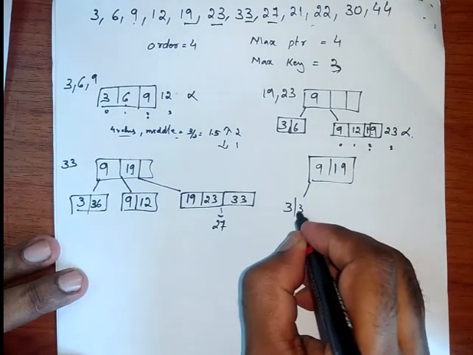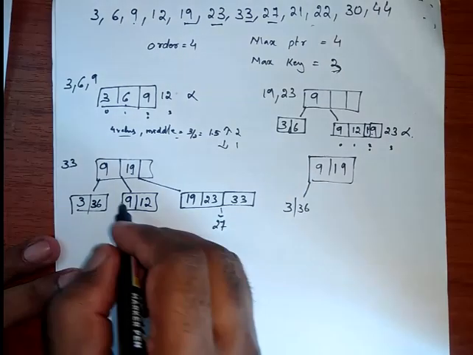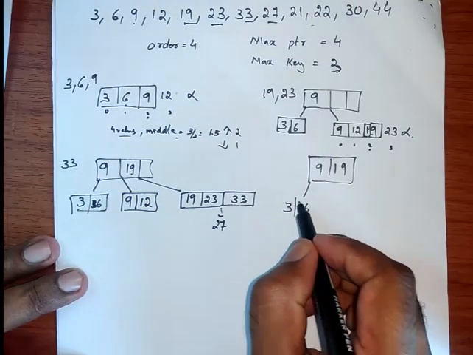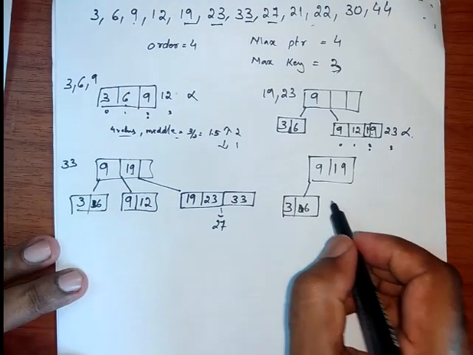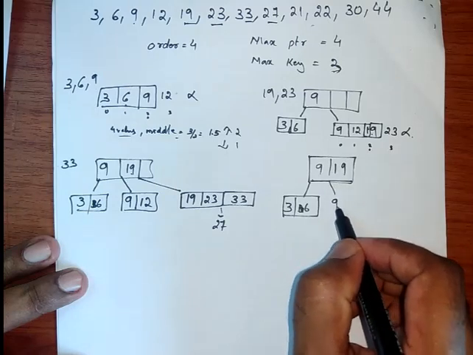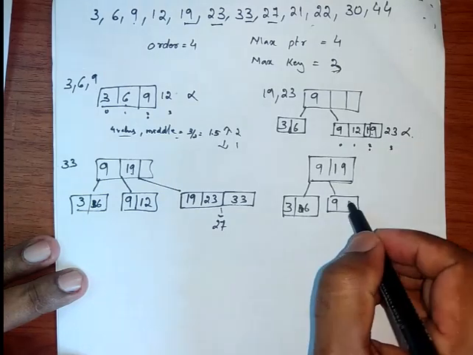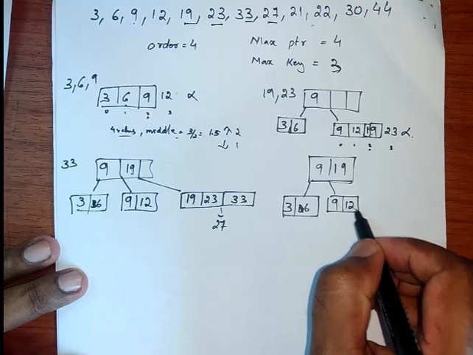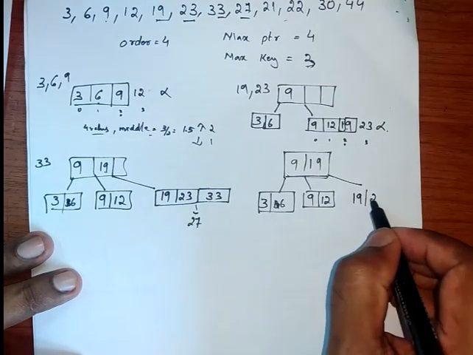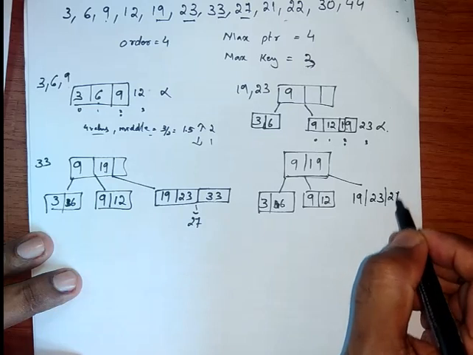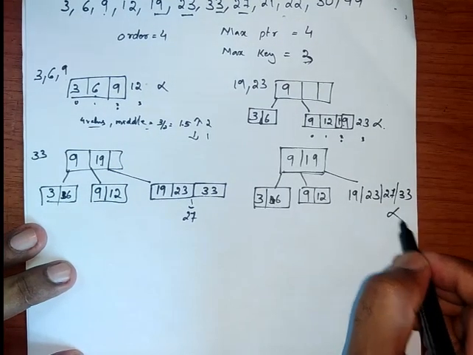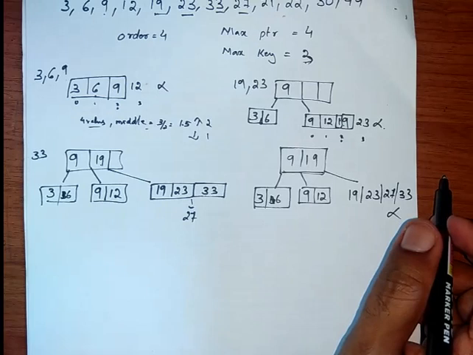So we can redraw the same tree. 3, 6, sorry, it is not 36, it is 3, 6 actually. Then 9, 12, then 19, 23, 27 and 33. This is not actually correct, because we know that the maximum number of keys is 3.